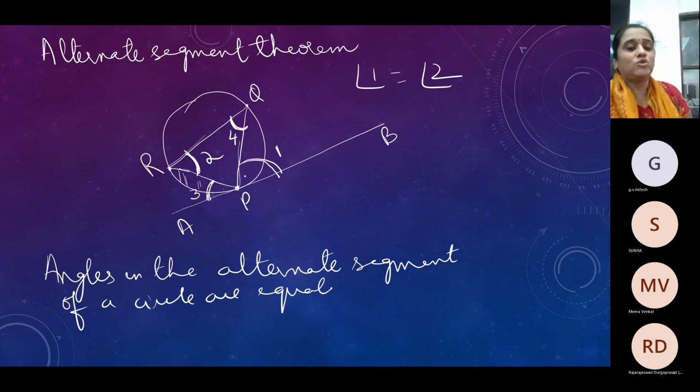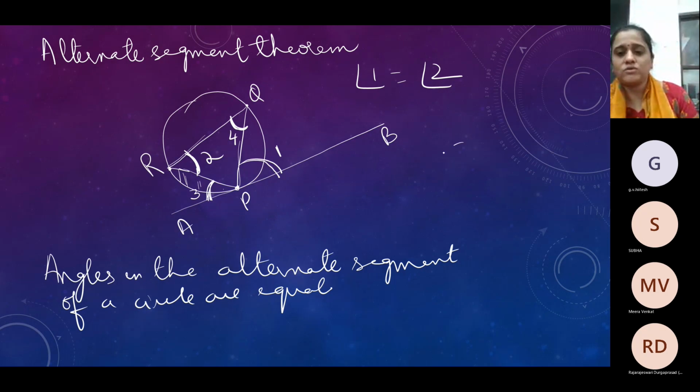So by the theorem, angle 3 is equal to angle 4. Reason: angles in the alternate segment of a circle are equal. Understood this? That's all it is.